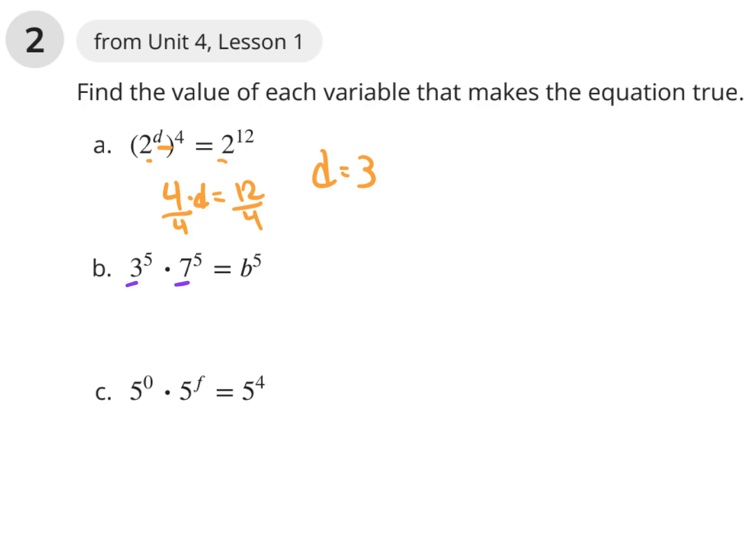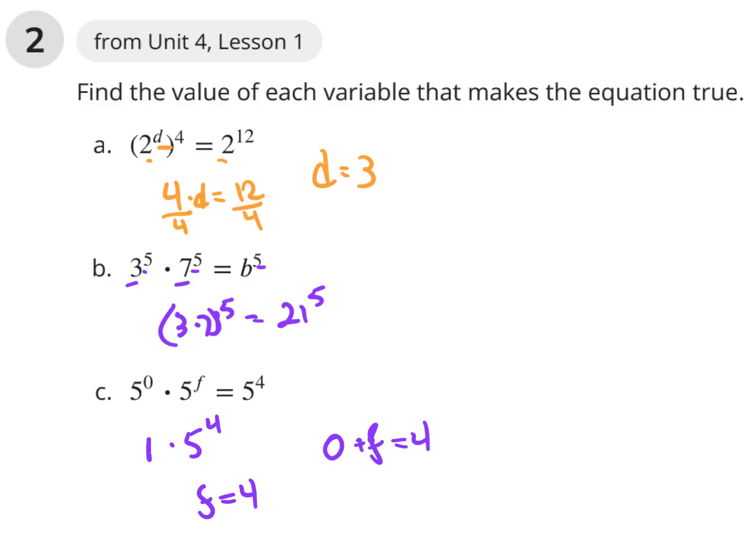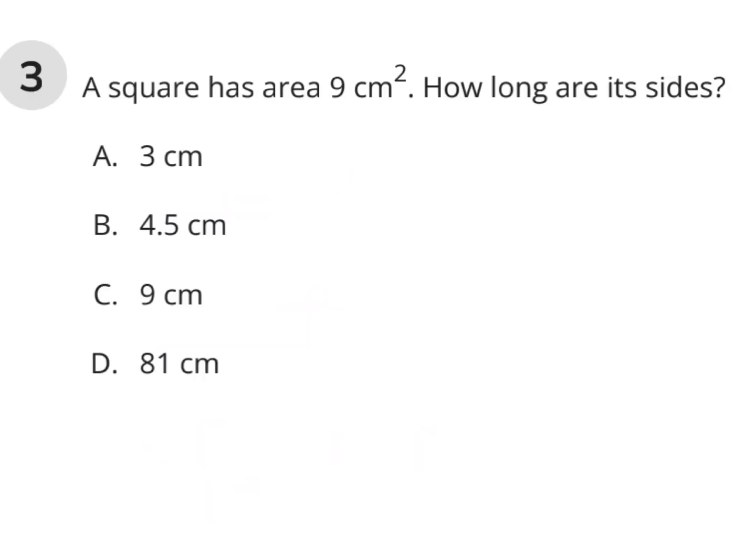We have different bases here, but the same exponent. So we are going to combine the bases, which is 21 to the 5th power. 5 to the 0 is 1, so 5 to the f must be 4. F has to be 4. 0 plus f equals 4, because we're multiplying the same base.